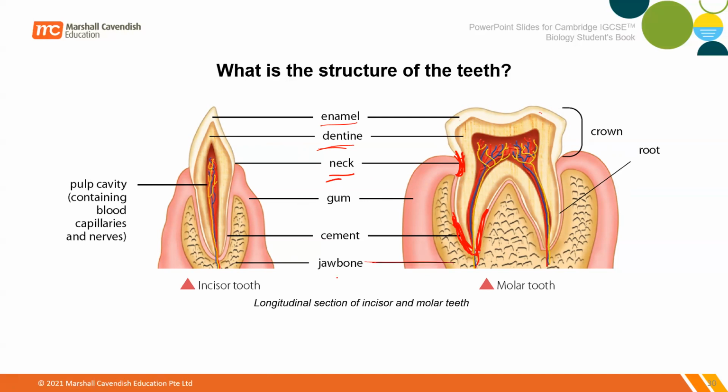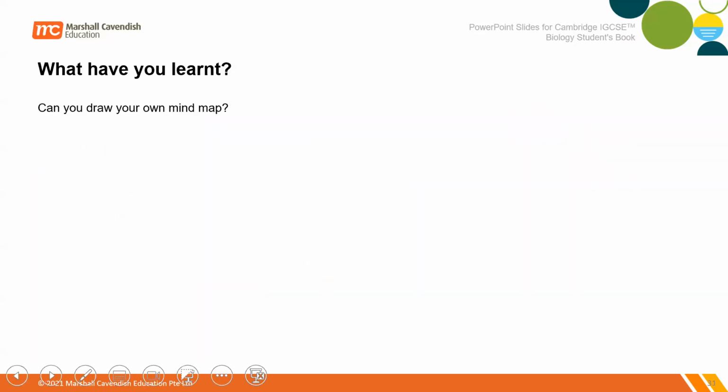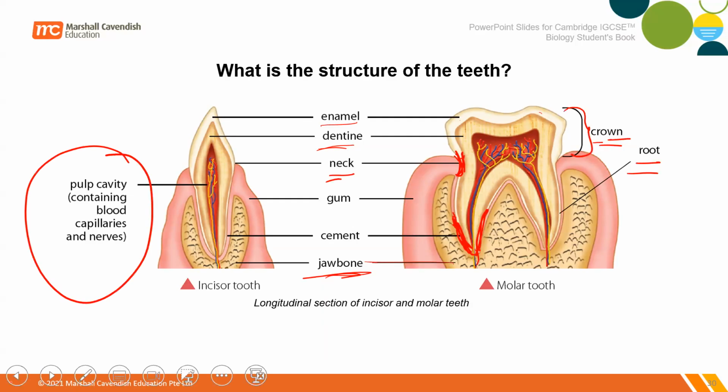And this area is the jaw bone. The part above the gum is the crown, and the part beneath the gum is the root. Okay, there is an area called the pulp cavity. It contains all of the blood capillaries and nerves. It is very important to know, before going to the last slide, that there is a problem of sugar and carbohydrates for teeth, causing tooth decay.